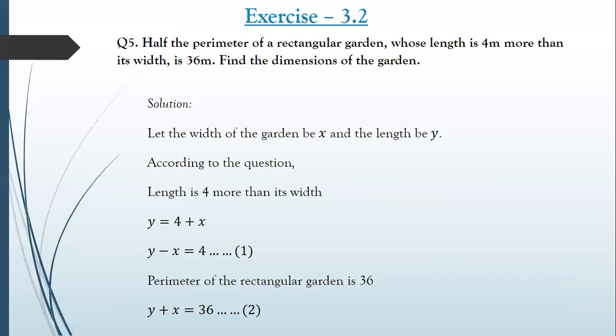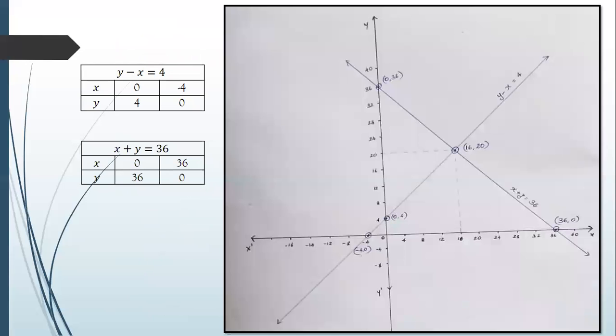Half the perimeter of the rectangular garden is 36. So y plus x is 36. That will be our second equation. So let us represent that graphically. We find that after drawing it graphically, these two lines are intersecting at a point 16, 20.